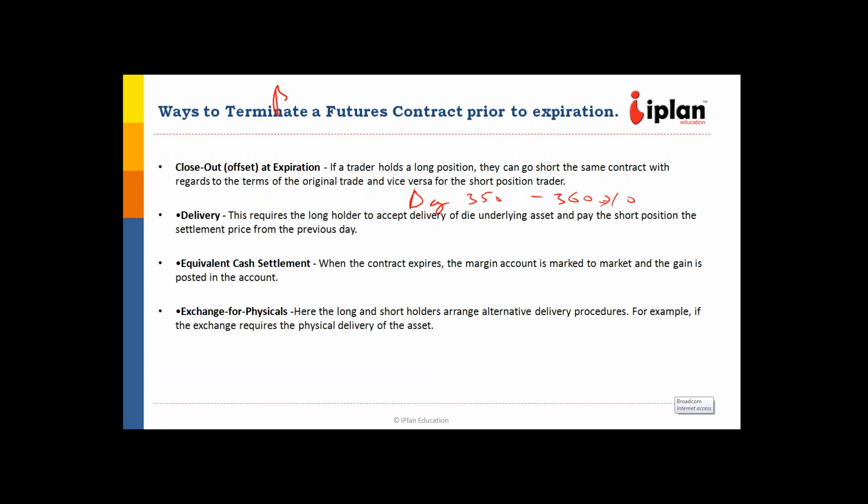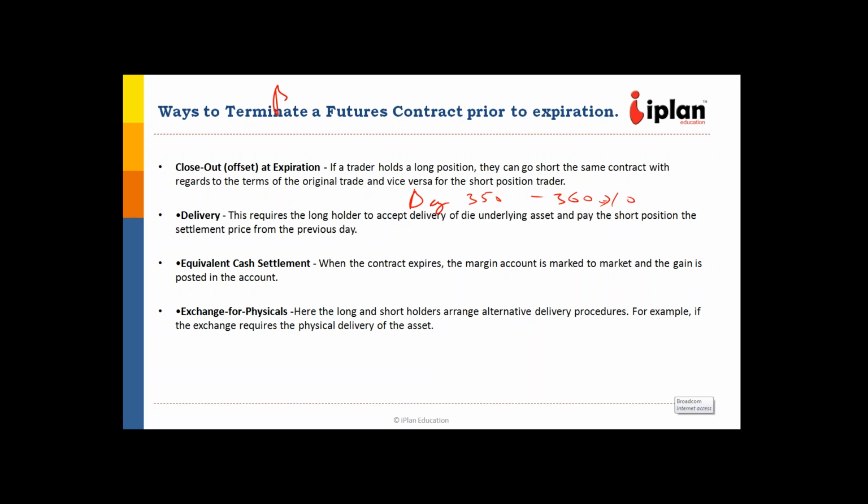Delivery. What is delivery? This requires the long holder to accept delivery of the underlying asset and pay the short positions the settlement price for the previous day. So another closing method is that if you have bought copper and you want to take delivery, you pay in full, collect the entire quantity, let's say 1 metric ton, and take it home. So that is another way of settlement. We call it a gross settlement.